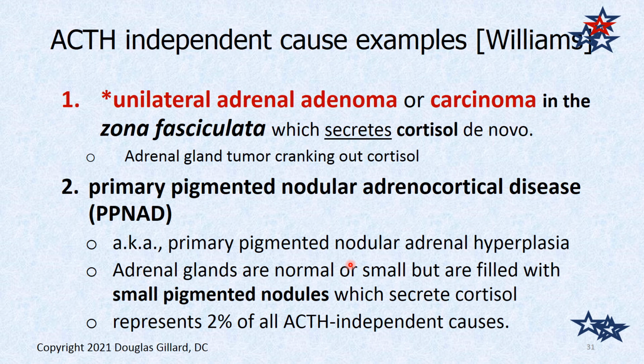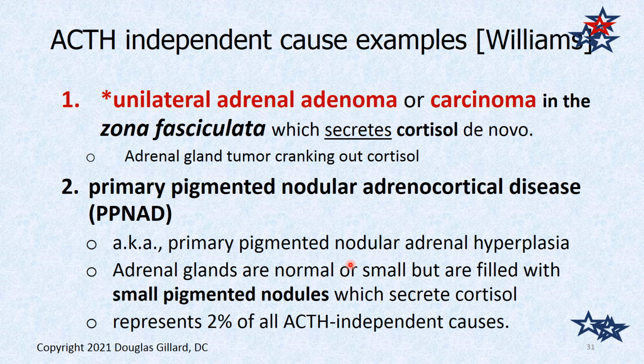So what is the number one cause? It's a tumor, not in the pituitary this time. It's a tumor in the adrenal gland itself. And the tumor is usually an adenoma made of reticularis cells, or fasciculata cells. Remember, fasciculata cells are the ones that make cortisol. So it's a fasciculata tumor, an adrenal adenoma, and it's cranking out cortisol de novo all by itself. That's the number one cause.